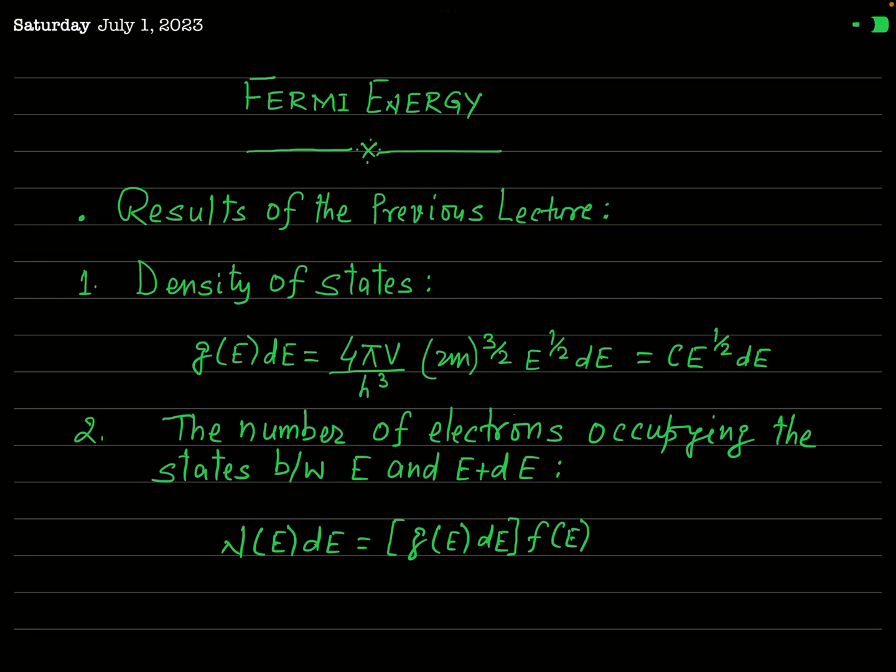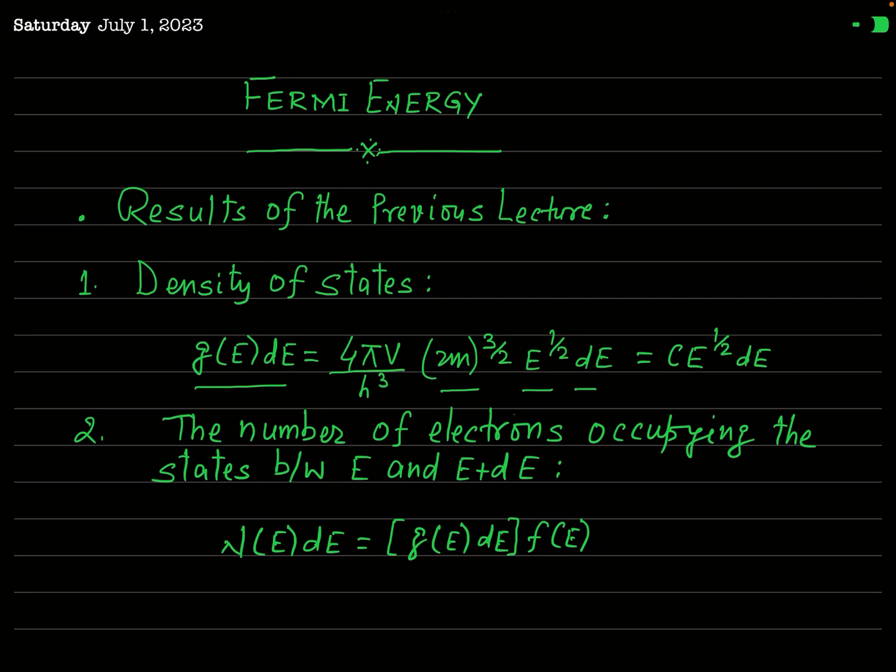for your convenience, I have mentioned here the two important results which we have already obtained in the previous lecture. You have seen that the density of states, which means the number of quantum states in the energy range between E and E plus dE, is denoted by the symbol G of E dE. This G of E dE is equal to 4 pi V over h cube times (2m) to the power 3 by 2 times E to the power half dE. Here V represents the volume of the potential box, which we have assumed cubical. m is the mass of the electron, h is Planck's constant, and E is the energy of the electron.